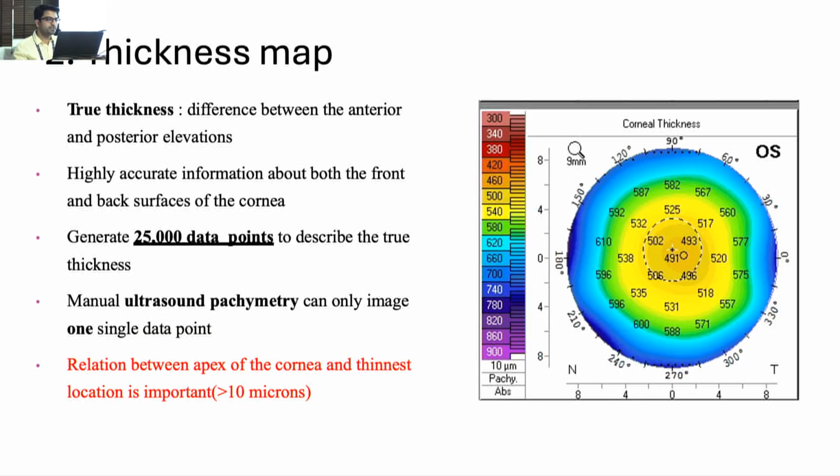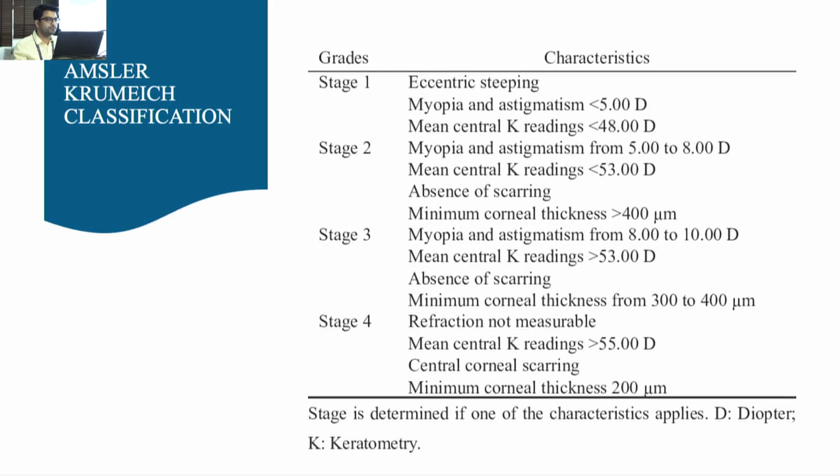Thickness map, as such, you cannot say that only thinning is suggestive of keratoconus, but the shift of the thinnest location as well as the thinnest point from the apex more than 10 micron is suspicious of keratoconus, as well as thinning along with steepening is diagnostic of keratoconus.